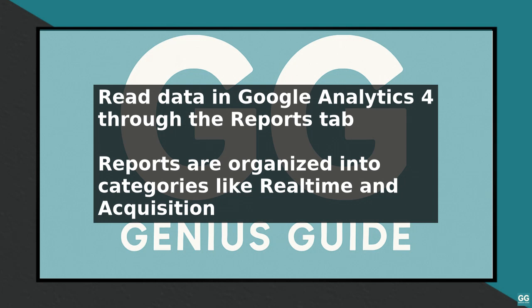One of the key concepts in Google Analytics 4 is the idea of events. Events are actions that users take on your website or app, such as clicking a button or watching a video. You can set up events to track specific actions and then view the data in the Reports tab.